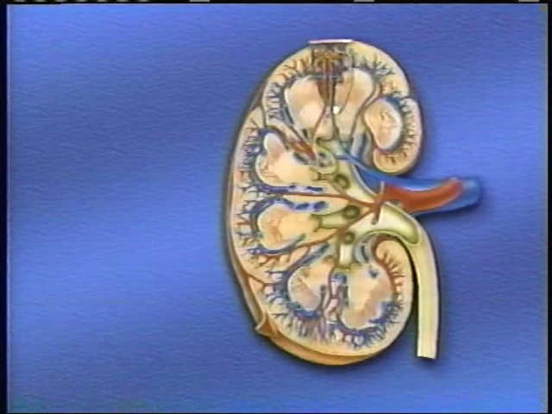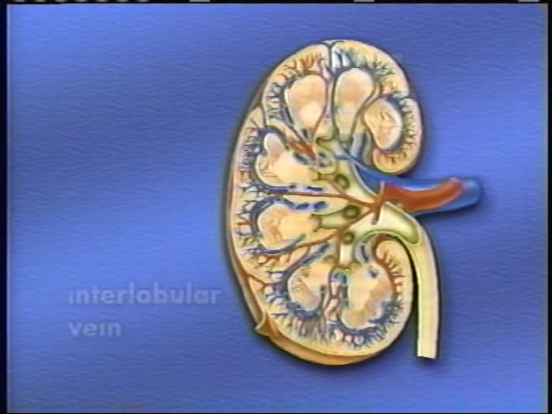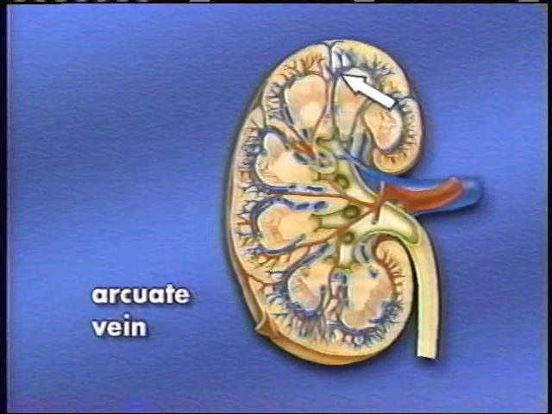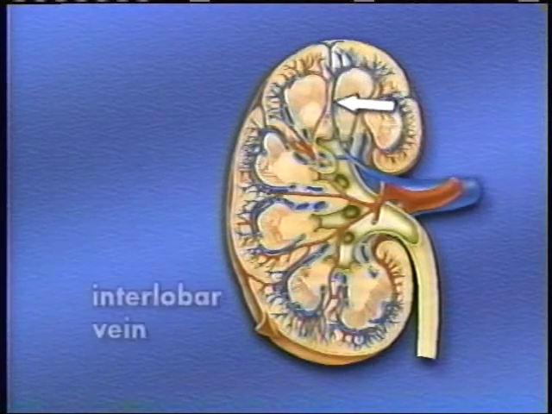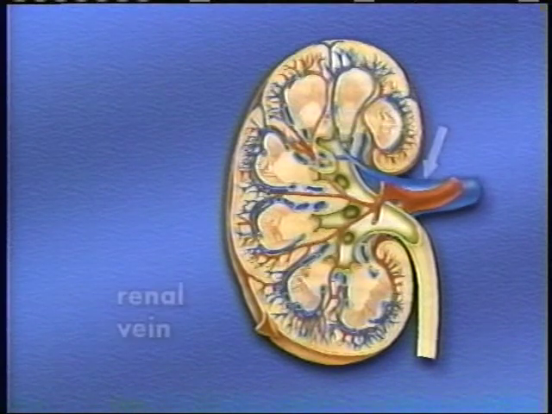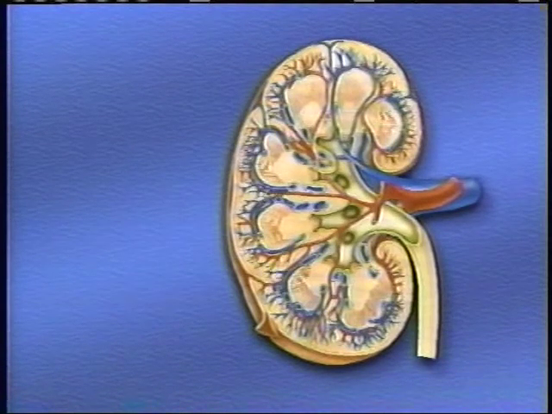Blood flows out of the kidney through veins, which accompany the arteries of the kidney. Blood from the interlobular veins empties into the arcuate veins, which return blood to the interlobar veins. These veins empty into the renal veins, which then drain into the inferior vena cava.